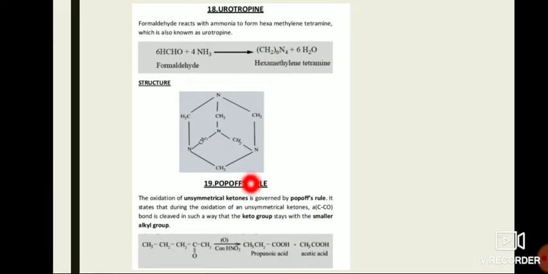Next one, Popov's rule. The oxidation of unsymmetrical ketones is governed by Popov's rule. It says that during the oxidation of unsymmetrical ketones, the C-CO bond is cleaved in such a way that the keto group stays with the smaller alkyl group. Therefore, two carboxylic acids are formed, the first one propanoic acid and another one acetic acid, because this is an unsymmetrical ketone.